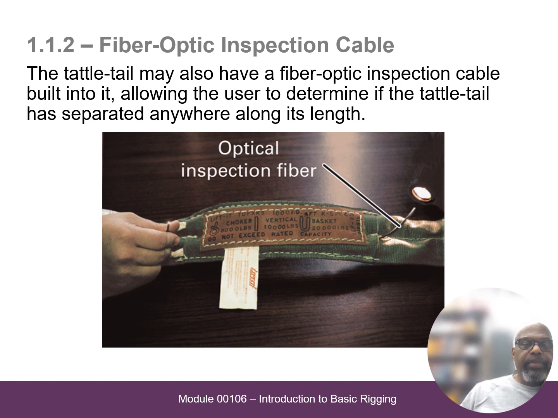This is another type, but you can see where the information about this sling is located. Sometimes they put fiber optic inspection cables inside of it. So the telltale may also have fiber optic inspection cables built into it, allowing the user to determine if the telltale has been separated anywhere along the path. Again, you'll be able to look into it to see if there's any.